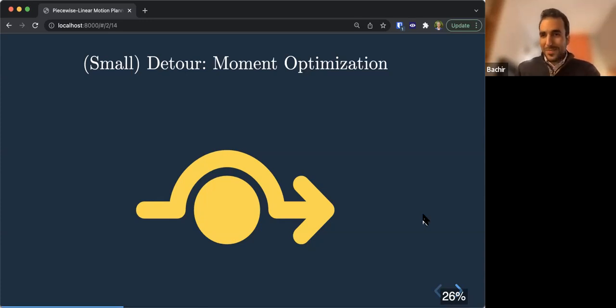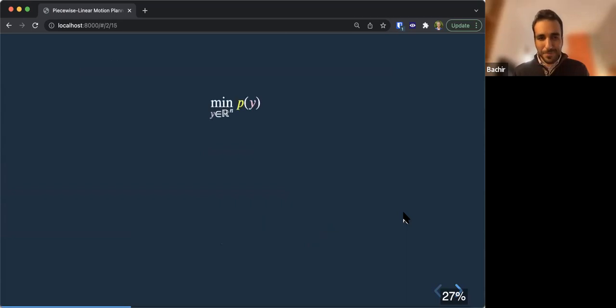So before I move any further, I'm going to spend two or three slides just telling you what I keep saying again and again: moment optimization, semi-definite programming. What do I really mean by that? So for this detour, forget the motion planning problem again, and let me just tell you what moment optimization is.